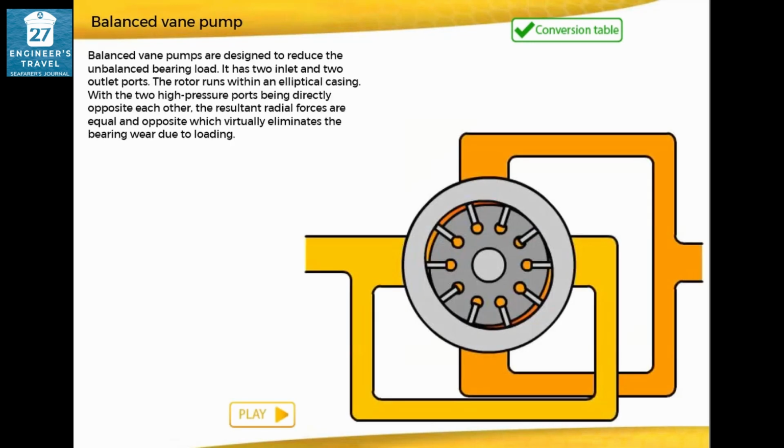Balanced vane pumps are designed to reduce the unbalanced bearing load. It has two inlet and two outlet ports. The rotor runs within an elliptical casing. With the two high-pressure ports being directly opposite each other, the resultant radial forces are equal and opposite, which virtually eliminates the bearing wear due to loading.